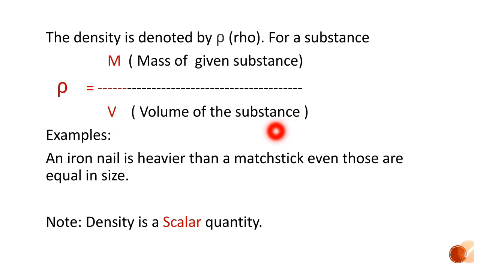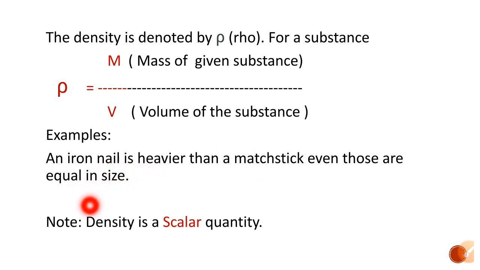Now if we take the example, an iron nail is heavier than a matchstick, even though those are equal in size. That means I want to tell you that those are of equal volume. The nail and the matchstick are of equal volume, but the nail has greater mass and the matchstick has lesser mass. This is only because iron has greater density. The matchstick is made of wood, and wood has lesser density as compared to iron. So that's why the iron nail is heavier.